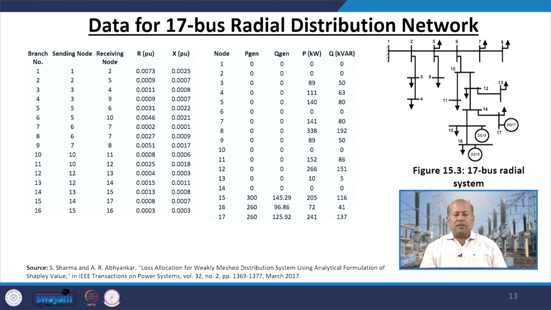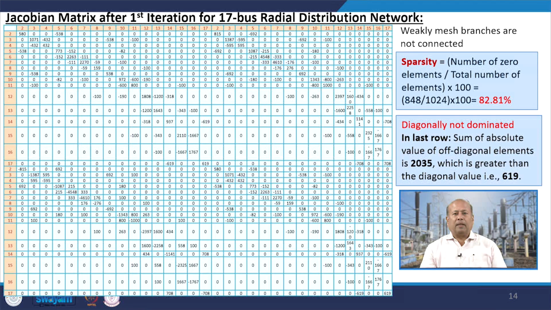Now, this is another system, a 17-bus radial distribution network, and we can once again determine the sparsity. Here we could find there are 848 elements that are sparse out of 1024. So, approximately 82% of the elements are going to be 0.